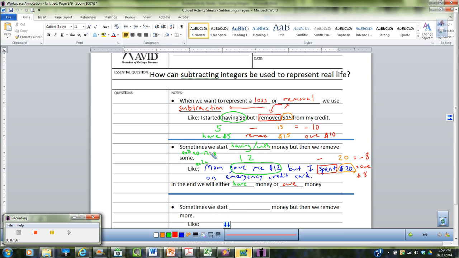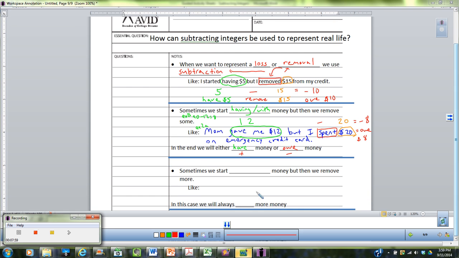So for this example, if you start with money but you remove it, you can end up either with a positive number or you can end up with a negative number. Okay, so you either have money left over or owe money. Let's go to the third example. And then there are situations in real life where you start in debt, right? You start owing money. You already owe some money, but then you remove some more.